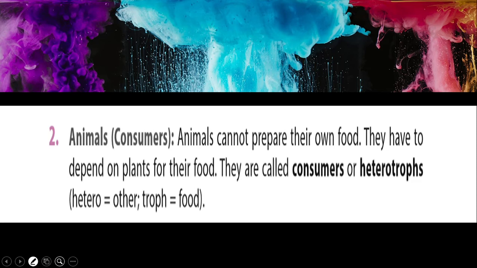The word hetero means other, and the word troph means food. So they depend on someone else for the food, and that someone else can be only and only plants. There is no one else in this environment who can create their own food. The animals are the consumers and the plants are the creators. Animals are dependent on plants for their food.